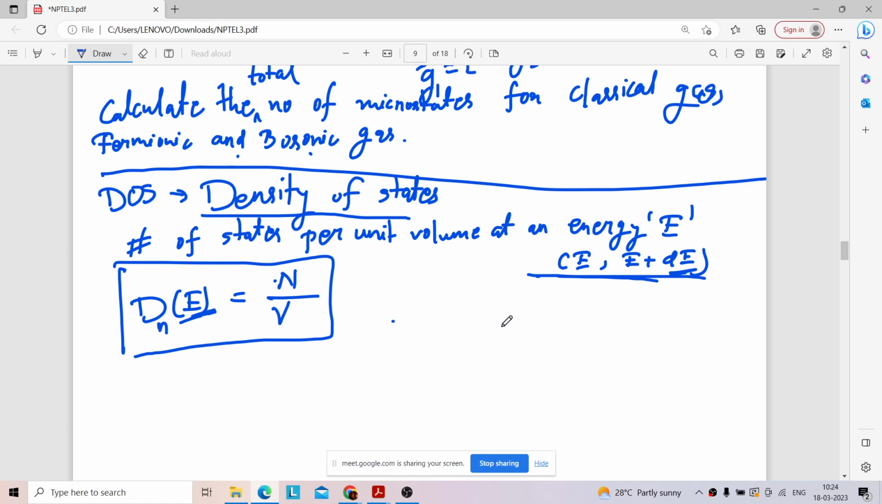If you define the number of microstates, or let's rename this, let's call it a volume. If we are in 3 dimension, this is volume. If we are in 2 dimension, then it's area. For 3 dimension, it's volume; for 2 dimension, it's area; and for 1 dimension, it's length.